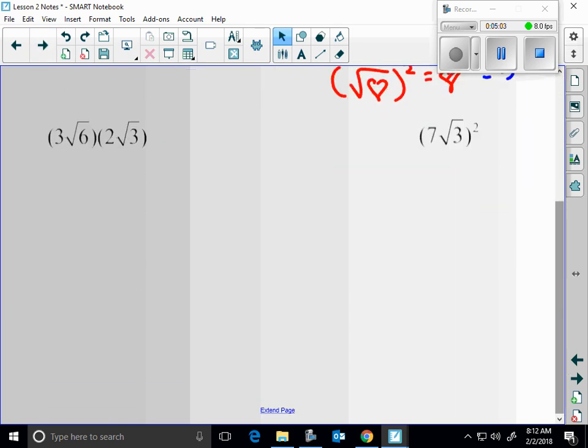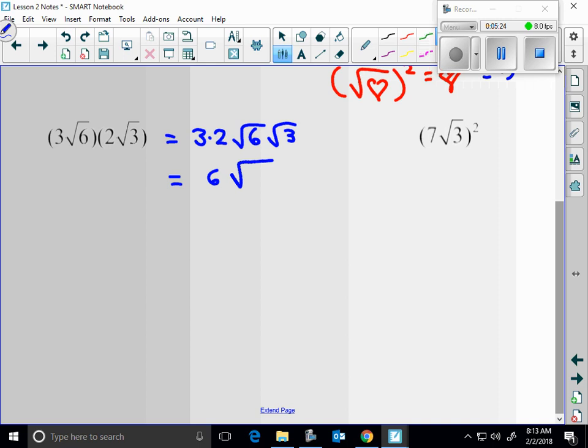Oh, I'm scared of this one. That's scary. Okay, multiplication is commutative, meaning that I can move numbers around. So I could move that 3 and that 2 and that square root 6 and the square root 3 around. I could multiply in any order that I want. What is 3 times 2? 6. What is 6 times 3? 18. Okay, so I have 6 times the square root of 18.